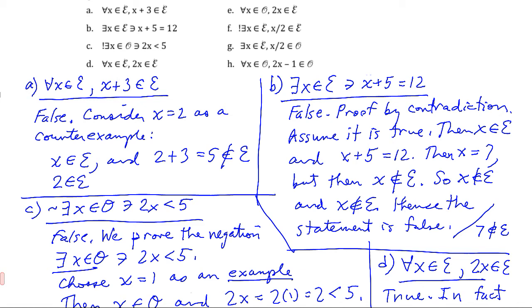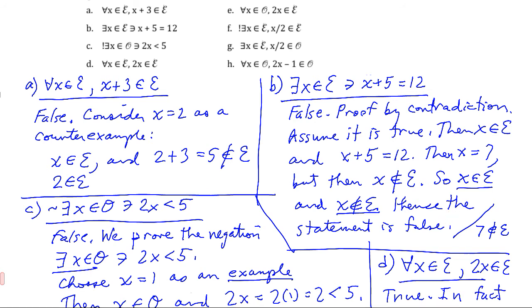So we're going to assume it's true. If this statement is true, then there is some x which is even, and x plus 5 is 12. So let's suppose that x is even and that x plus 5 is 12. But then we know that x has to be 7, because that's the only integer that satisfies this equation. So now we have that x is not even. So now we have both that x is even and that x is not even. And that's our contradiction. And so we conclude that the statement is false.